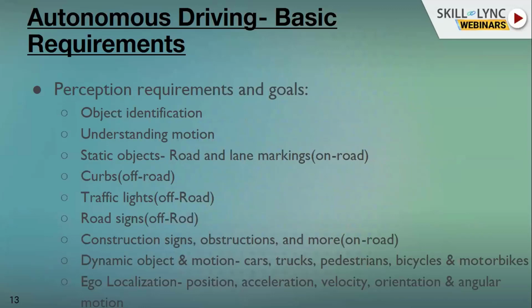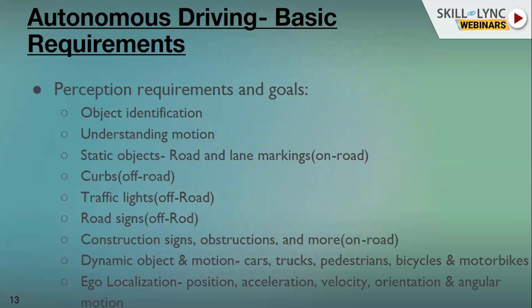Coming to the first and most important task of autonomous driving, perception. Perception means if we want to drive on the road, first we need to perceive the environment: what kind of objects are there on the road and what about their motions, and what kind of static objects, like lane markings, off-roads, traffic lights, road signs, construction signs, or any obstructions are there on the road. And if a dynamic object is identified, what about its motion, like cars, trucks, pedestrians, bicycles, and motorcycles, how they are moving in the environment.